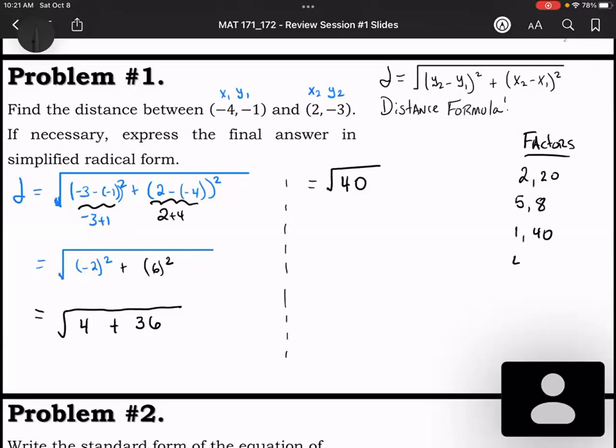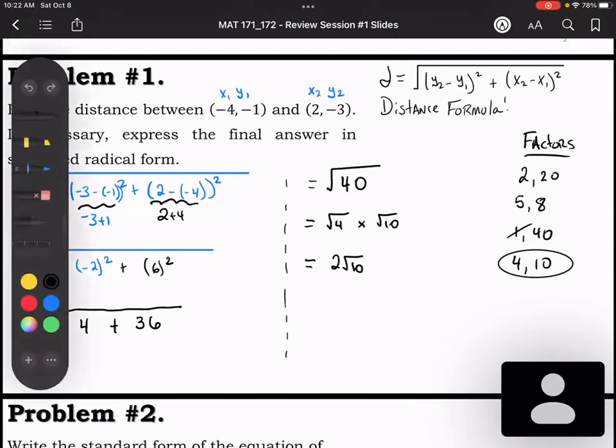4 and 10. So other than the number 1, look at the other factors of 40. Are any of them perfect squares? Yeah, which one? The 4. So the square root of 40, we can break it down as the square root of 4 times the square root of 10. Now, what is the square root of 4? Yeah, the square root of 4 is 2. So we're going to get 2 square root 10. And because 10 is not a perfect square, and none of its factors are perfect squares, namely 2 and 5, this will be your final answer: 2 square root of 10.